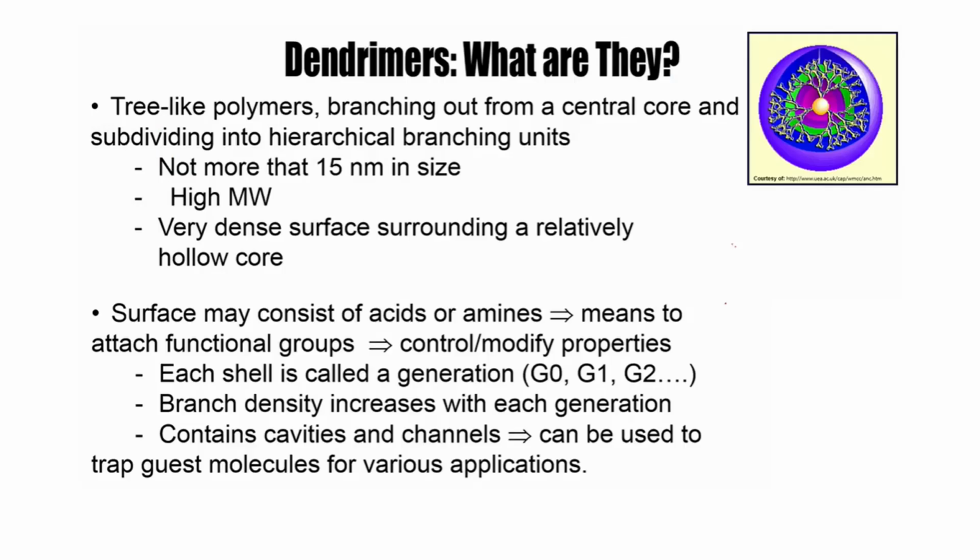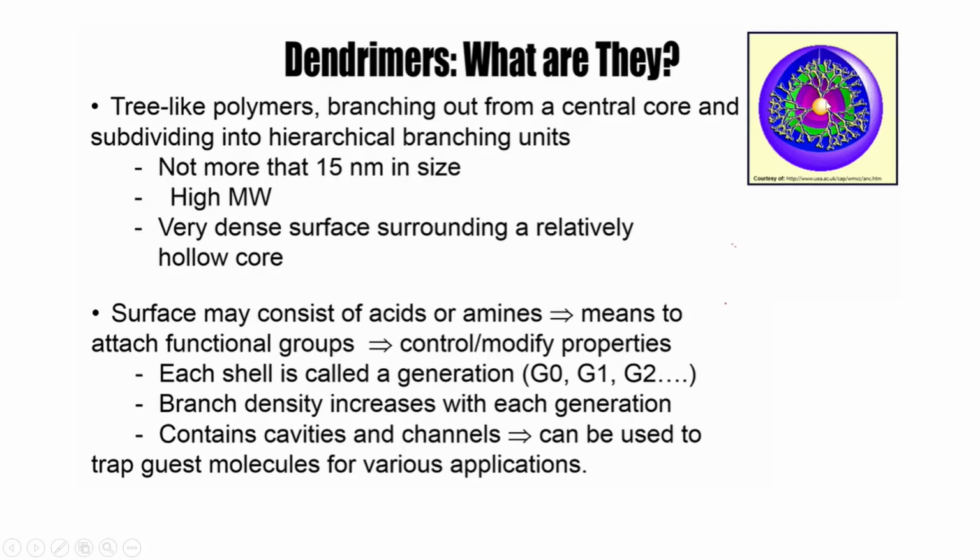So let's see what dendrimers are. Dendrimers are tree-like polymers which branch out from a central core and are subdivided into hierarchical branching units. So you have this polymer core and then it starts synthesizing like branches. The reason dendrimers are used is because they are very small in size. The sizes won't usually go above 15 nanometer. That is where we need to focus for this answer.